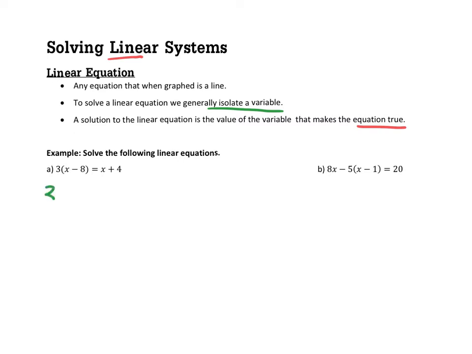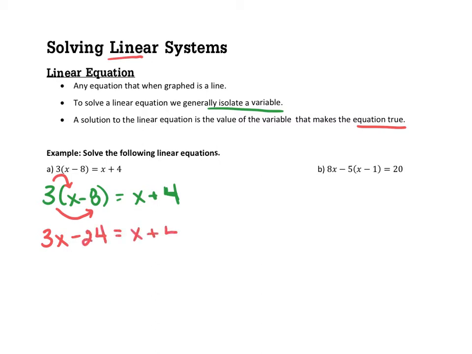We look at this first equation: 3 times x minus 8 equals x plus 4. Notice I have variables on both sides of the equation. The first step is to look at the number in front of the parentheses and distribute it. We multiply both numbers inside the parentheses by the number in front. So we get 3x minus 3 times 8, which is negative 24, equals x plus 4.